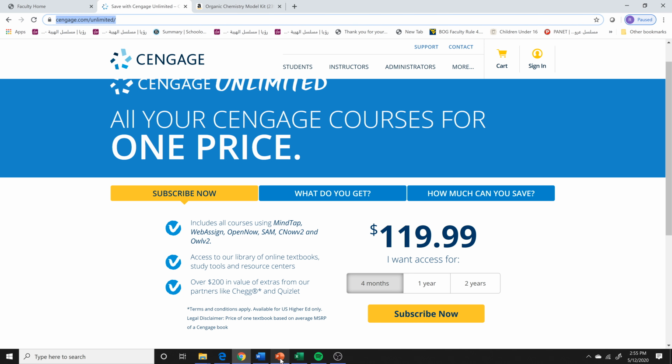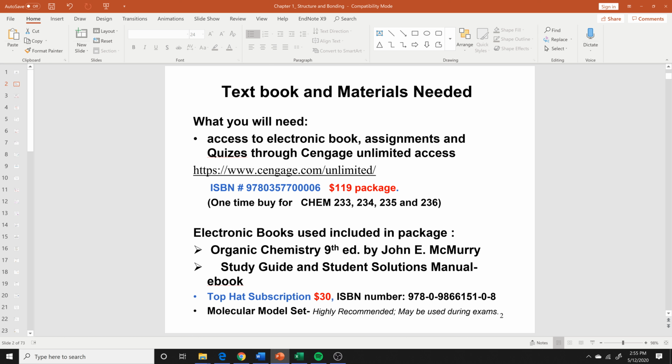Now, why do we need the access? We simply need the access because through this access you will have an electronic copy of the book. This is the first thing. You will have an electronic copy of the solution manual for the book. Normally the book will have some problems in there, and these problems will have a solution to them. So in order for you to view the solution, you would need the solution manual.